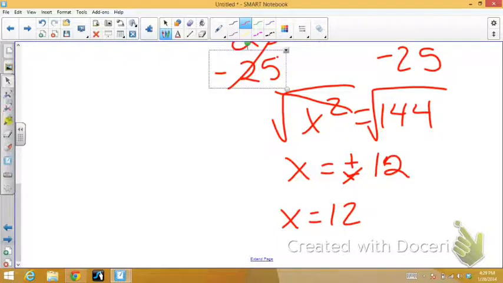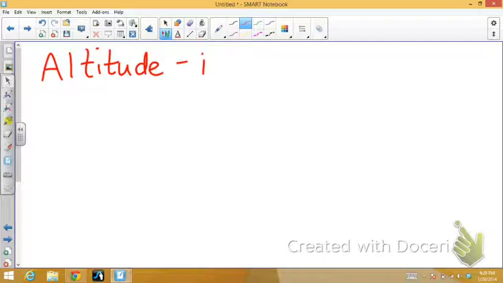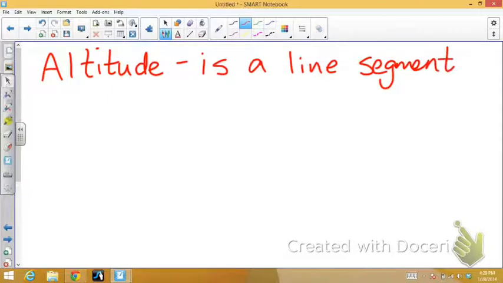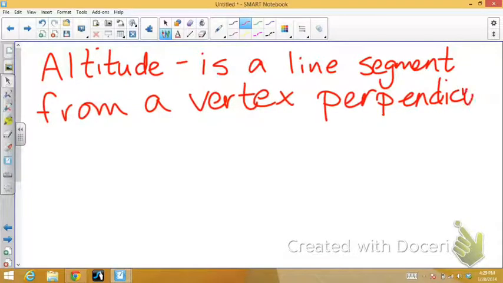So the last thing we want to talk about with triangles is some parts of the triangle we can draw in. There's a couple of definitions we need to know. The first one is altitude. The altitude in a triangle is a line segment from a vertex perpendicular. When we say perpendicular, we mean at a 90-degree angle, perpendicular to the opposite side.